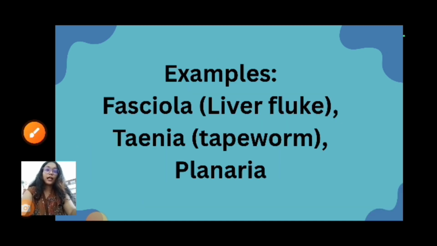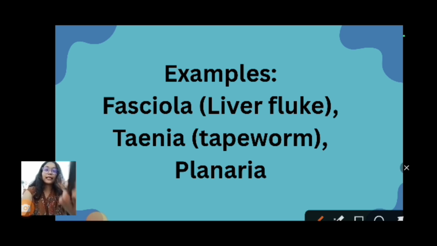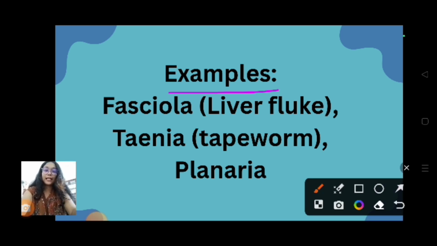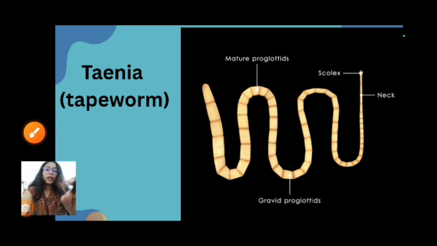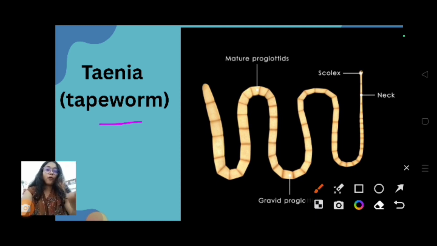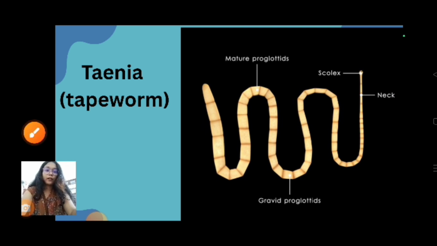Okay, then moving on to the next point. Examples of some Platyhelminthes. The first example is Fasciola, and the common name is liver fluke. Okay. Then the next is Taenia, that is also known as tapeworm. The third one is planaria. Okay. We'll show some pictures of it. This is Taenia, tapeworm. Okay. This is a diagram of a flatworm, that is Taenia.